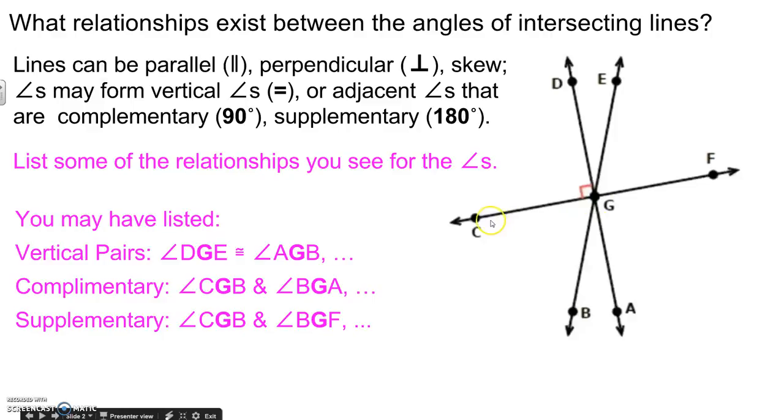We can have complementary. So for example, CGB would be complementary to BGA. See that these two angles here would form 90 degrees, and then supplementary with angles CGB and BGF. And we explored this in our investigation of straight line forms of 180 degrees.